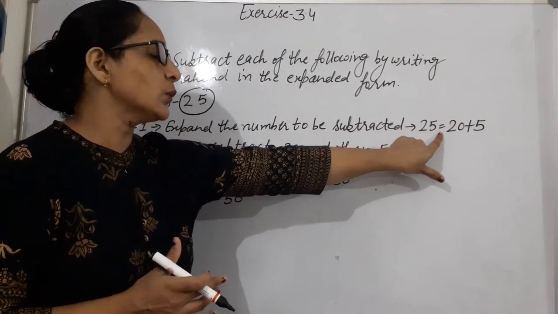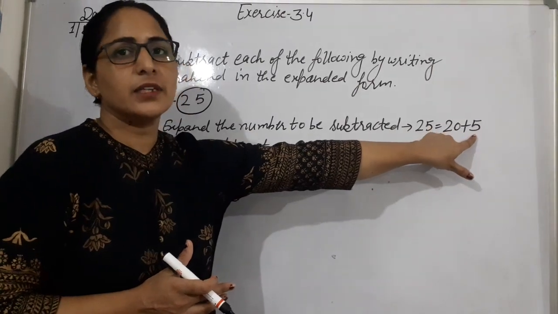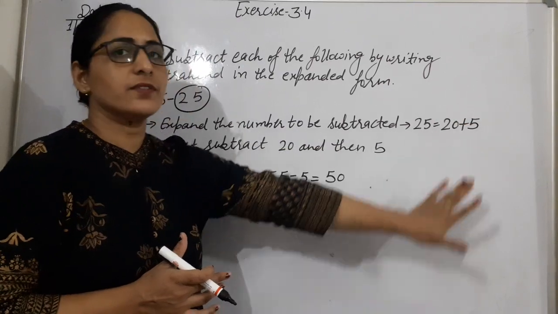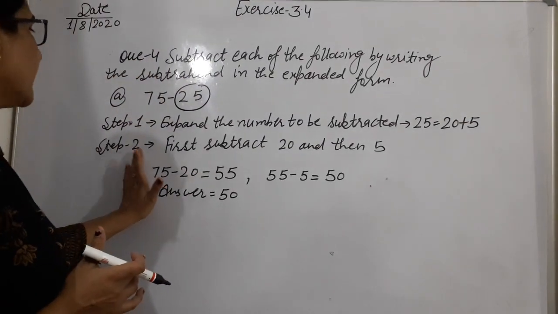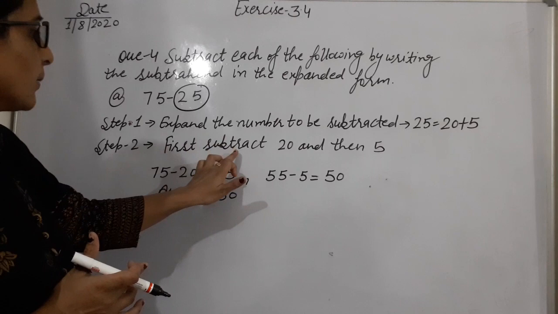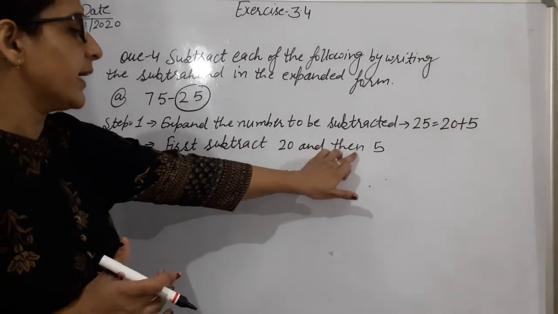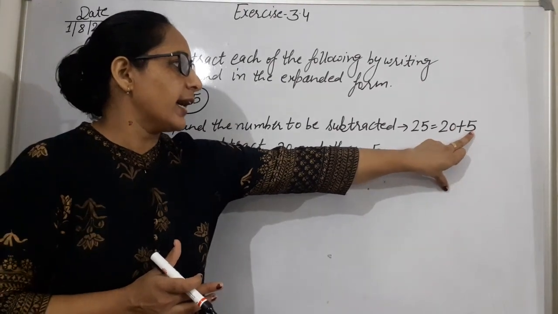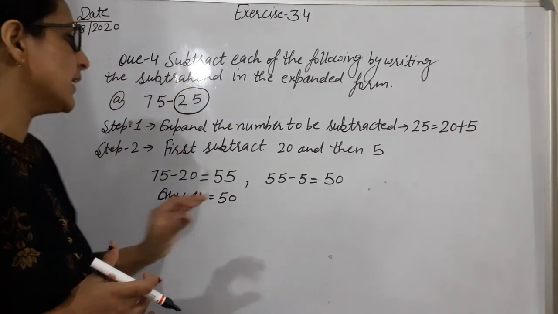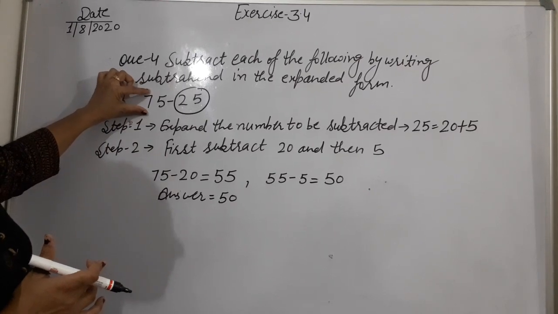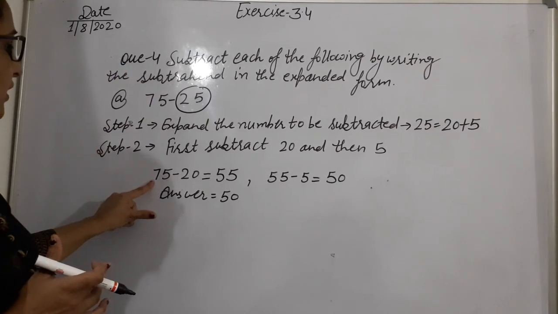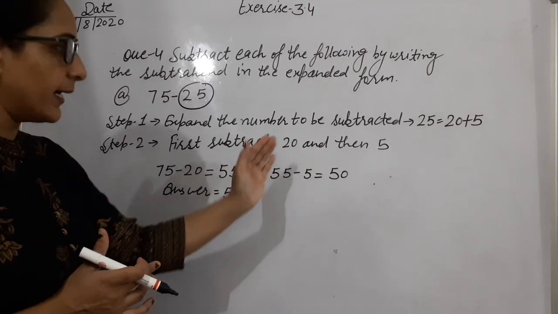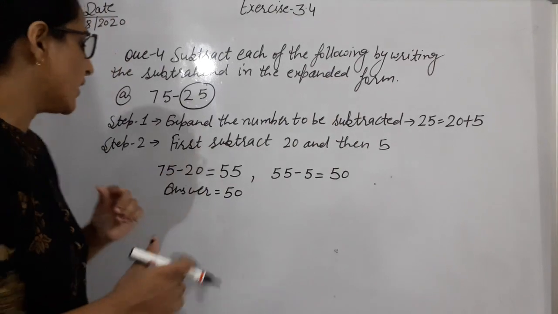Here 25 is smaller, so we write it first in expanded form. 25 equals 20 plus 5. Clear? You know now how to write in expanded form? It's 20 plus 5. After that, your next step: first subtract 20 and then 5. So let's see how we do it. We are subtracting from 75 now. So we write 75 minus 20. First we subtract 20 and after that we subtract 5.